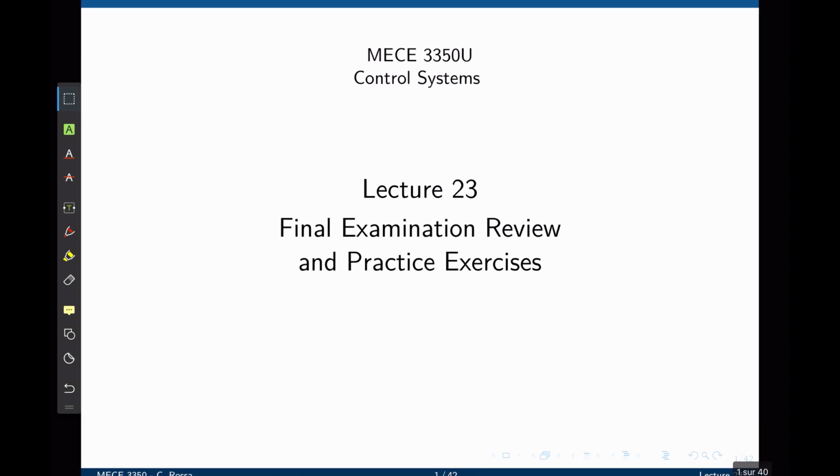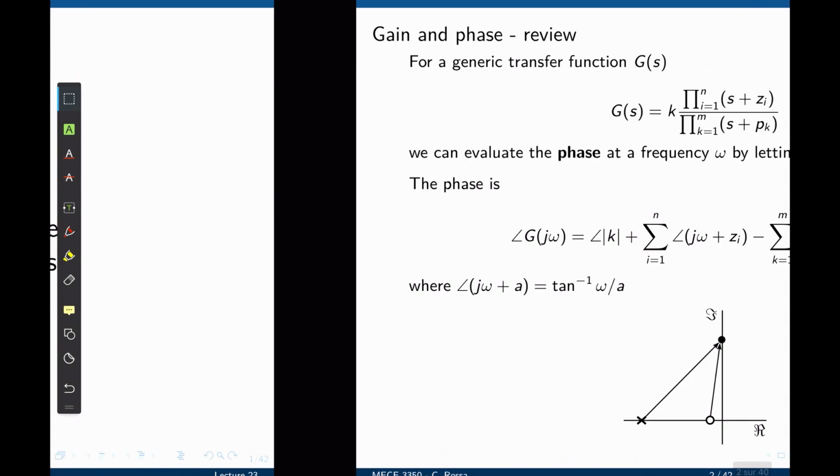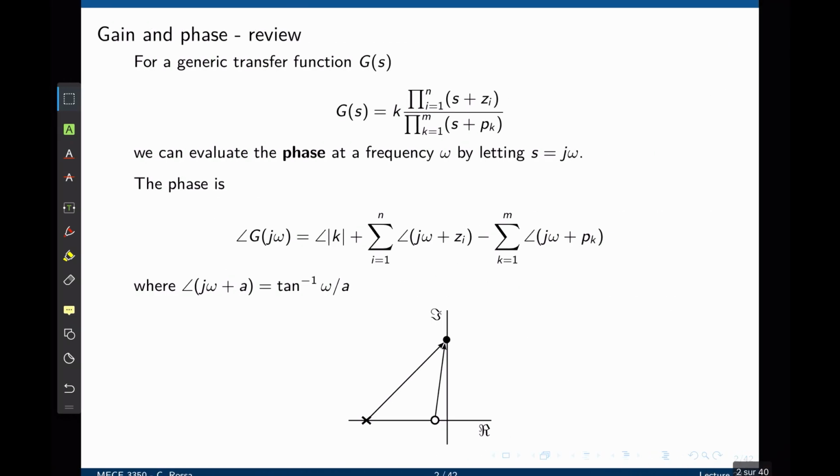Here we are going to cover everything that was introduced in the frequency domain, and the first thing to look at when you deal with functions in the frequency domain is, of course, the phase and magnitude of a transfer function. This is the key concept for everything that follows. Thus, it is extremely important that you are able to calculate the phase and magnitude of the transfer function easily.